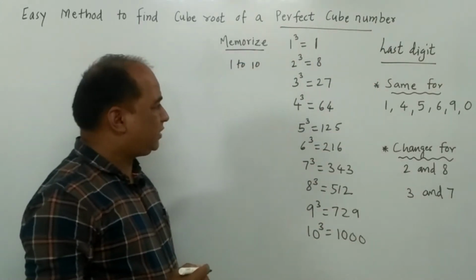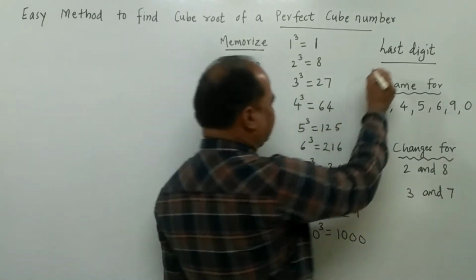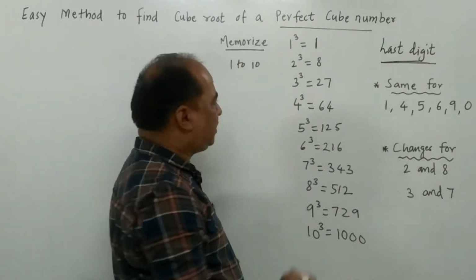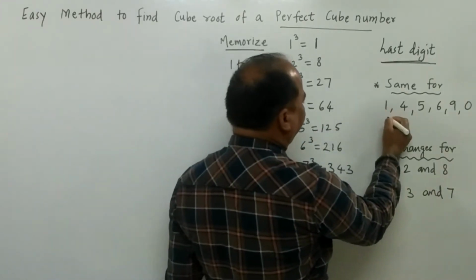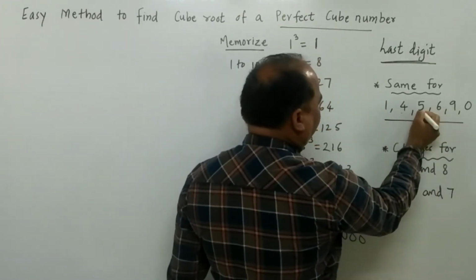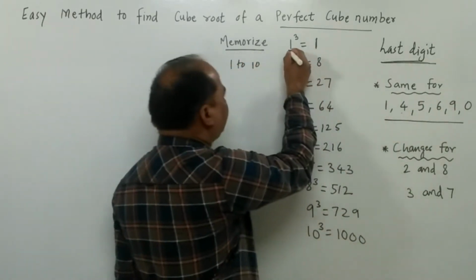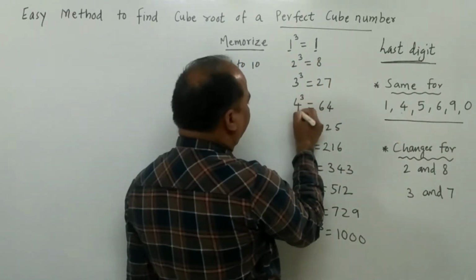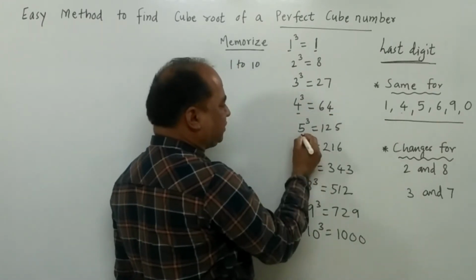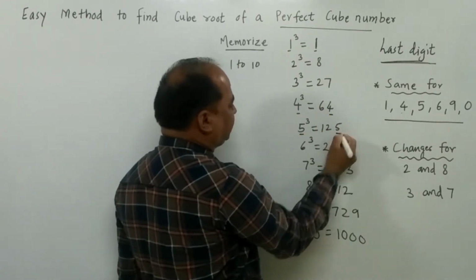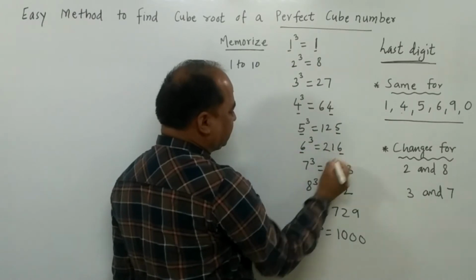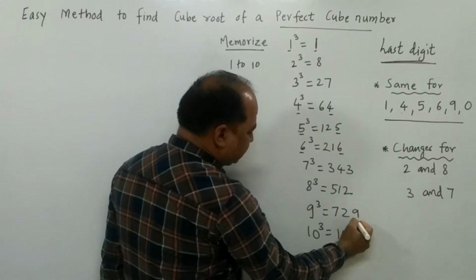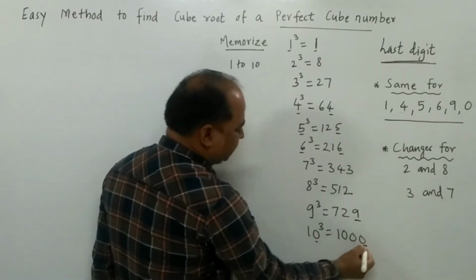The first technique is to check the last digit of the cube number. The last digit of the cube is the same for 1, 4, 5, 6, 9. For 1, the last digit of the cube is 1. For 4, it is 64, last digit is 4. For 5, it is 5. For 6, it is 6. For 9, it is 9. And for 10, it is 0.